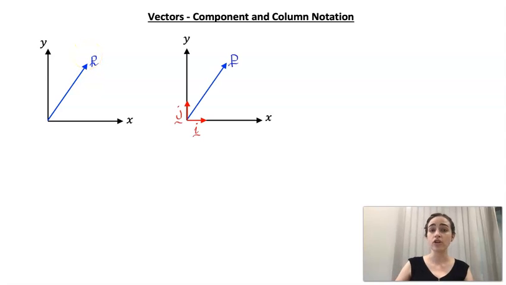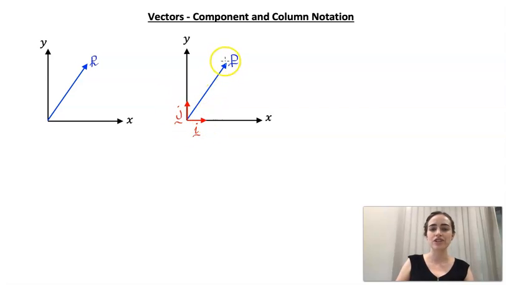To help us with describing that movement, we're going to introduce two new vectors. We're going to call one of them i and one of them j. Both of them are going to be 1 unit long, so have a length of 1. The i vector is going to be pointing horizontally, in the direction of the positive x-axis, and our j vector is going to be pointing vertically, in the direction of our positive y-axis.